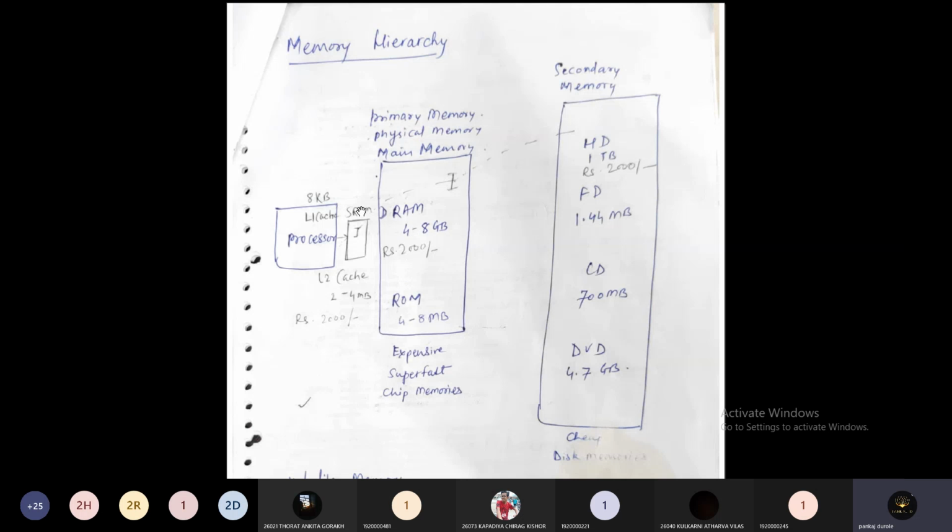Now, if it comes to static RAM and dynamic RAM, what is the basic difference, right? The dynamic RAM is made up of capacitors. Capacitors have the characteristics of charging and discharging, right? So it consumes battery backup also. And more battery backup is consumed by your hard disk because it is a magnetic disk, right?